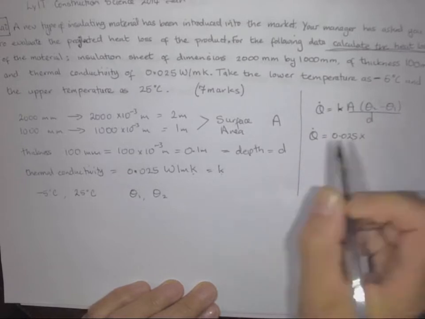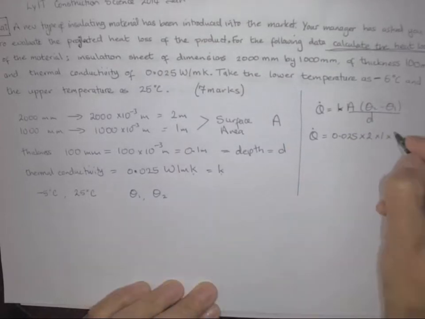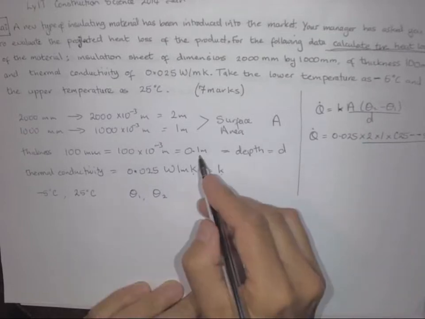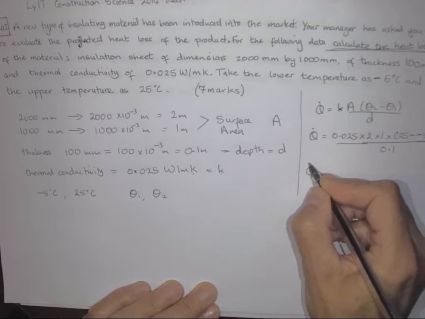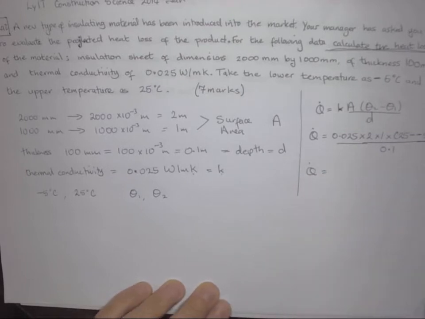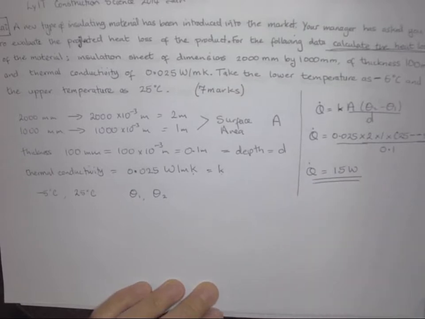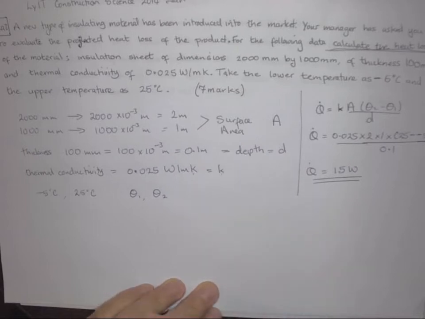0.025, multiplied by the cross-sectional area, which is 2 meters by 1 meter, multiplied by the temperature difference, so we could say 25 degrees minus -5 degrees. And it's all divided by the thickness, which is called the depth in this case, 0.1. Okay, so if I put this into the calculator, I am going to get 15 watts. And that's your answer. So the heat loss of this material is 15 watts.